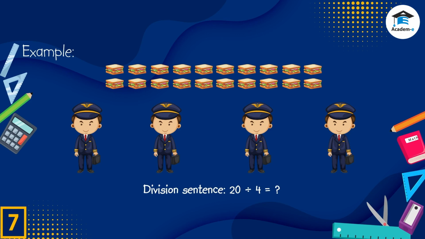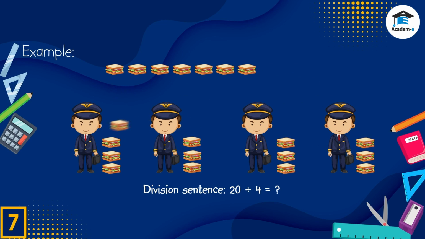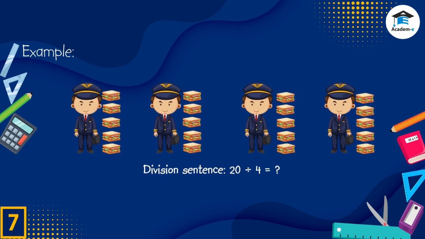Here are the 4 hungry pilots. Let's give a sandwich to each pilot until the sandwiches are gone. 1, 2, 3, 4. Each pilot has now 1 sandwich. Let's continue doing that. 1, 2, 3, 4. Again, and again, until all the sandwiches are gone. Can you tell me how many sandwiches each pilot has? Each pilot has 5 sandwiches.